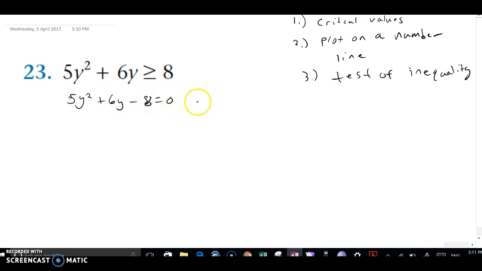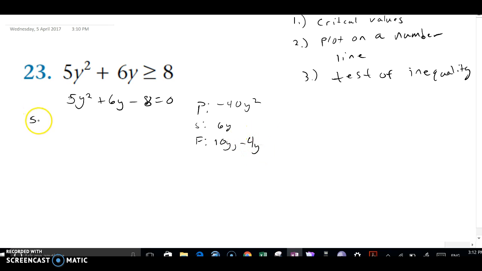Here we go. So let's solve that. PSF this ugly thing. That'd be 5 times 8, that'd be negative 40y squared. The middle term's got to be 6y. So the factors of 40 that will add up to 6 would be 10 and 4. So it'd have to be positive 10y and negative 4. Those will add up to 6y.